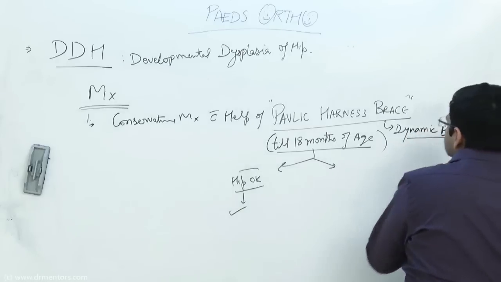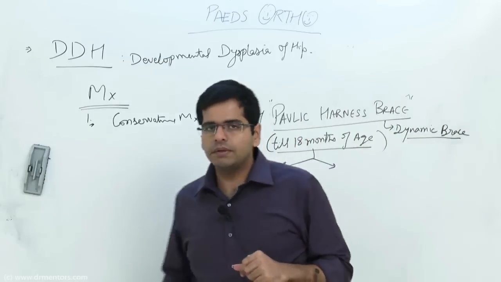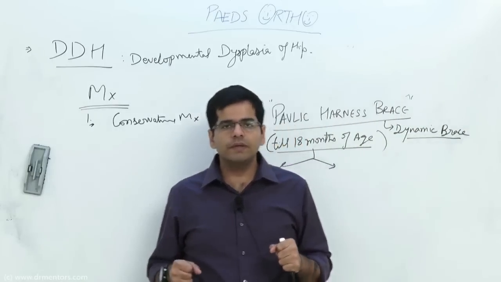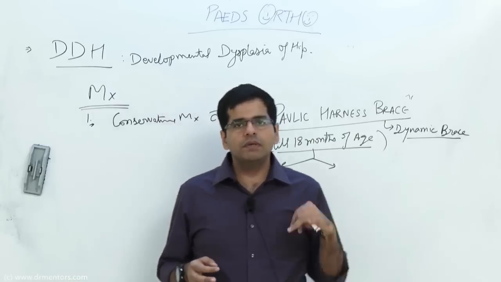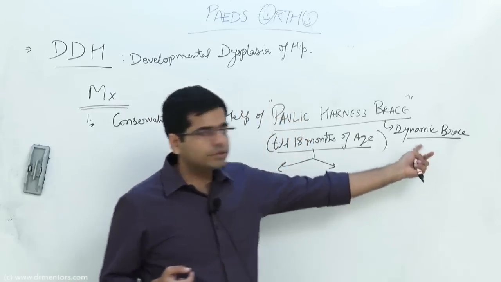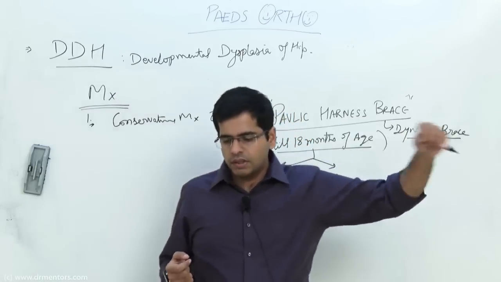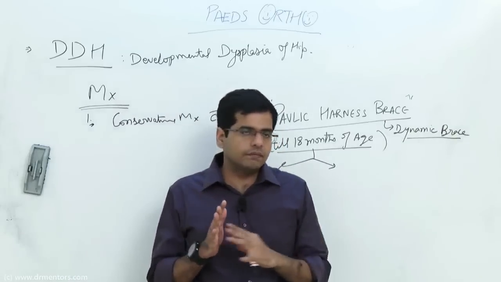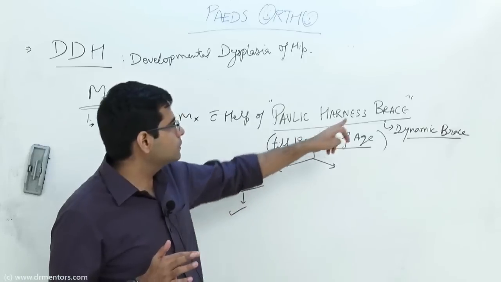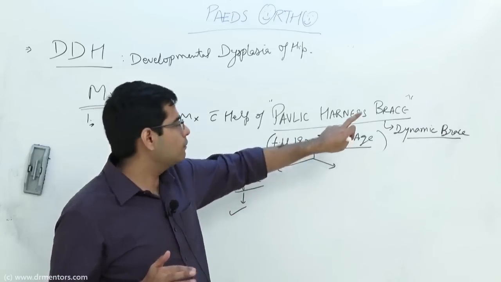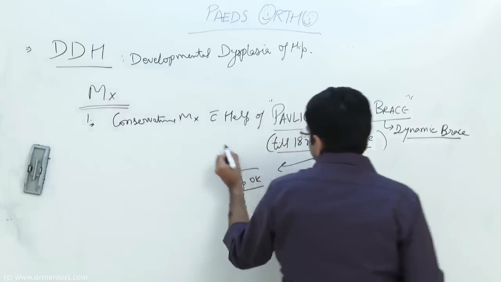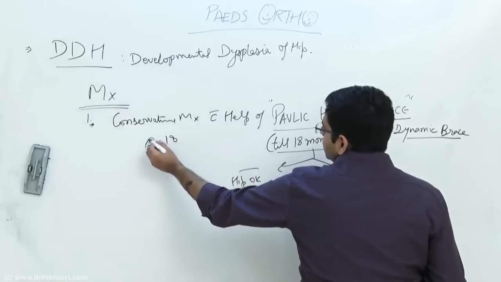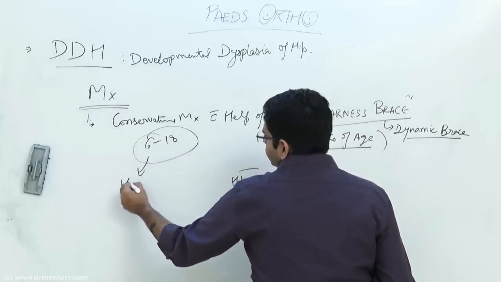What is dynamic brace? Dynamic brace is where, with one movement, your culprit movement is corrected automatically. So this is dynamic brace. In patients of 6 months to 18 months, till 18 months we can go for Pavlik harness. But between 6 months to 18 months, we can also try hip spica.